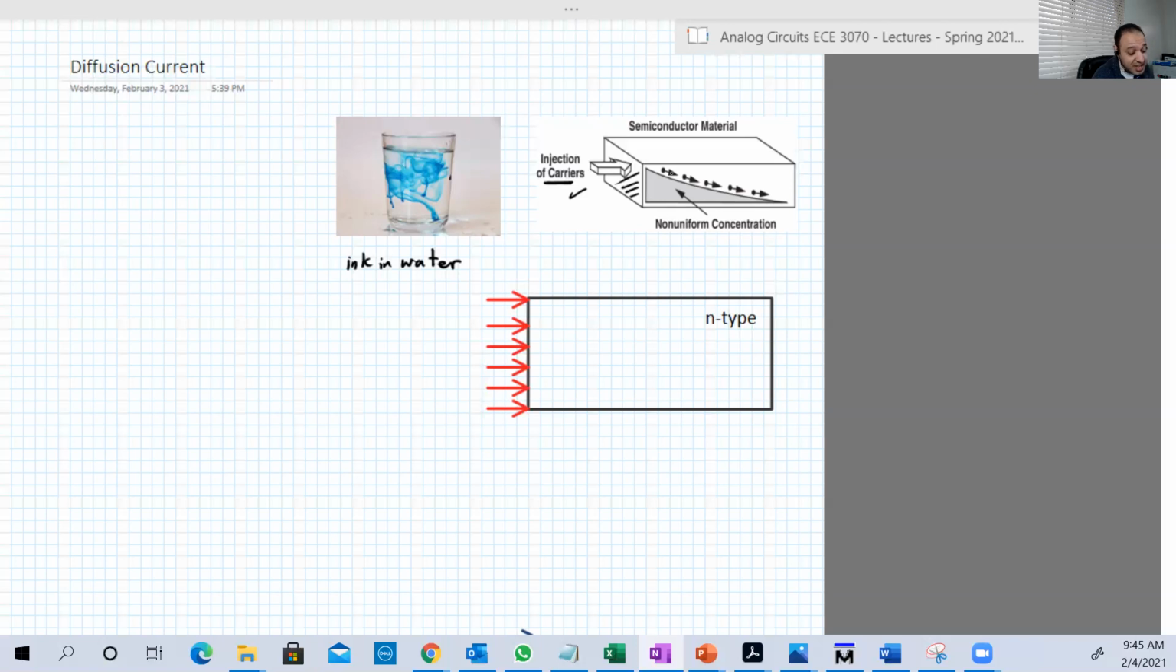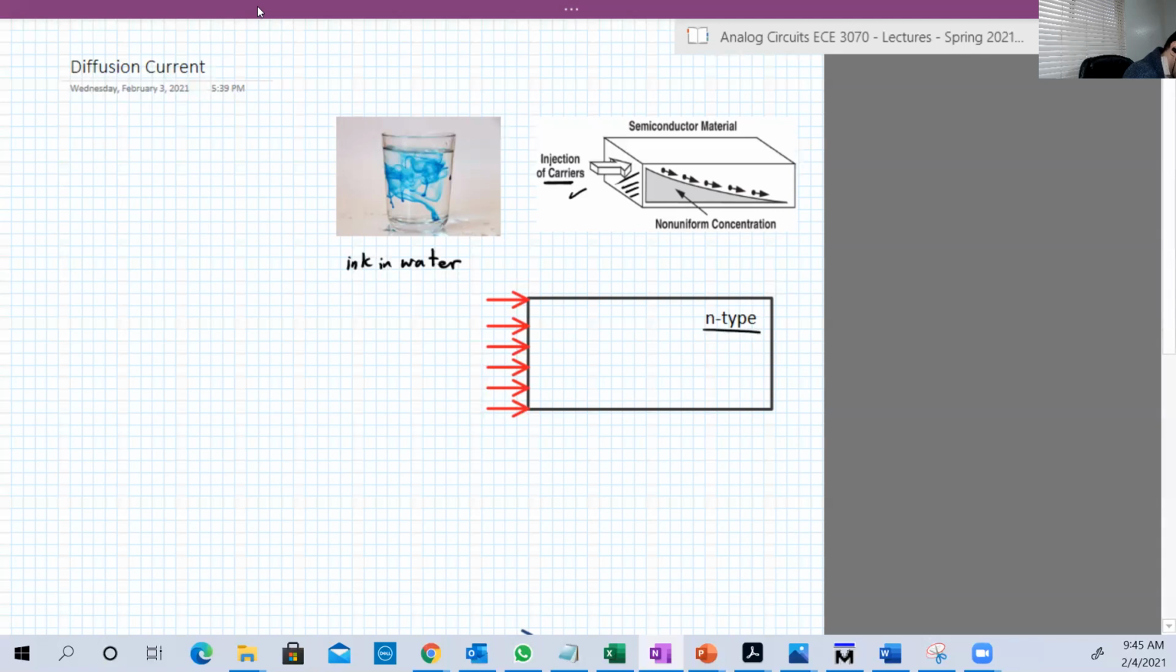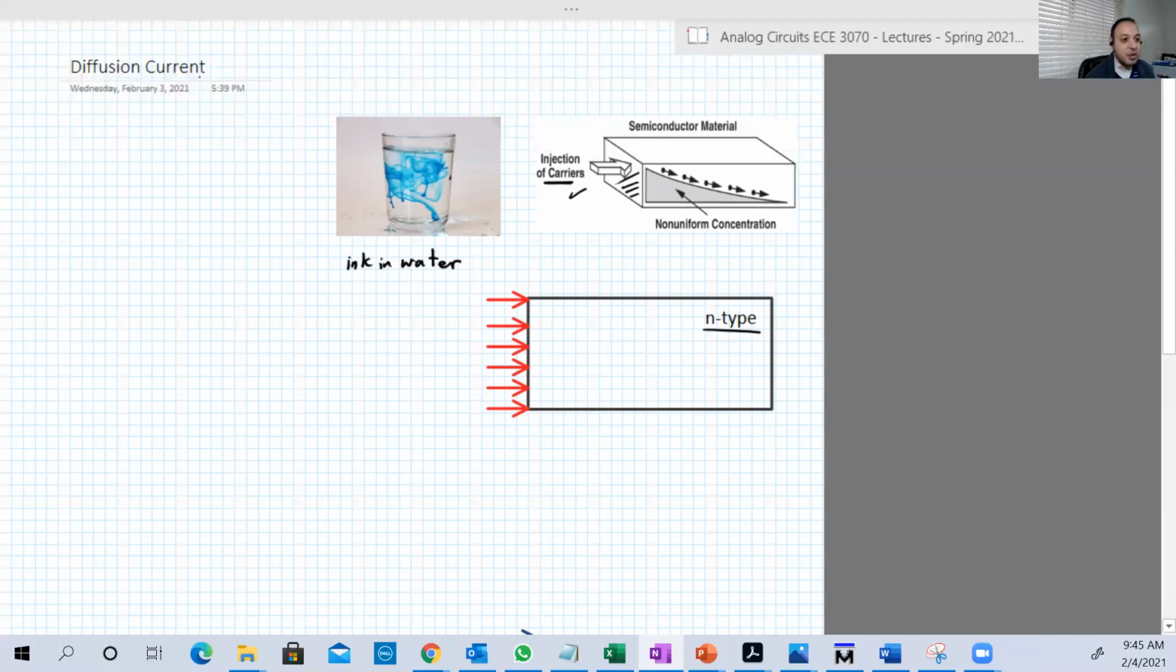Let's take, for example, an n-type sample like this. This is an n-type sample. Let's change the color here. Then we inject some electrons from one of these sides. This will create a concentration profile that is not uniform.